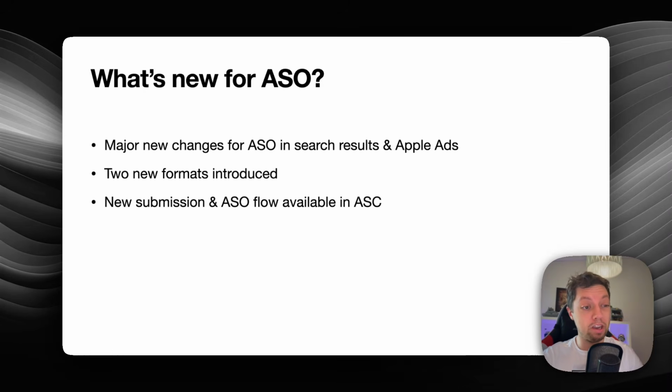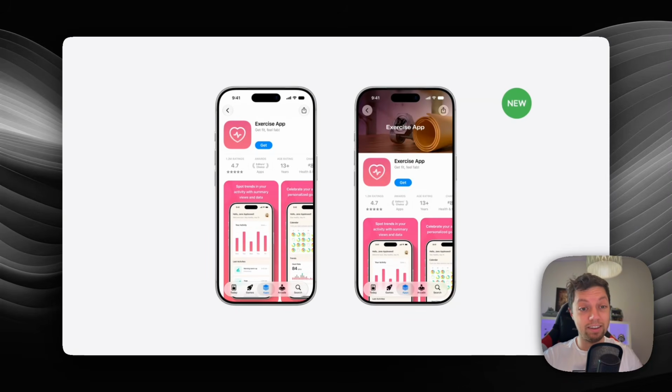There are a few major new changes for ASO regarding both search results and Apple Ads. There are two new media formats introduced that we will have a look at in just a second. And there's also a new submission and ASO flow available inside of App Store Connect. This hasn't launched yet, but it's great to get a head start now. So let's have a look at the App Store page for an example app here. And these screenshots are taken from Apple's developer session regarding these news.